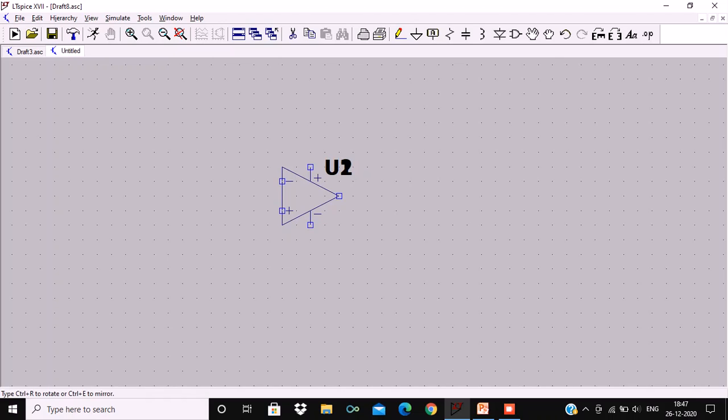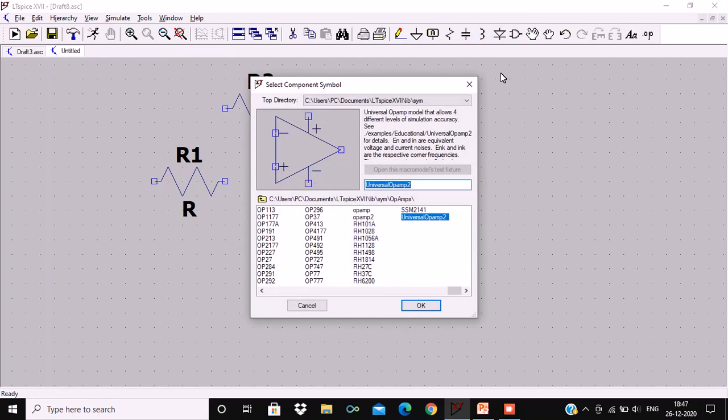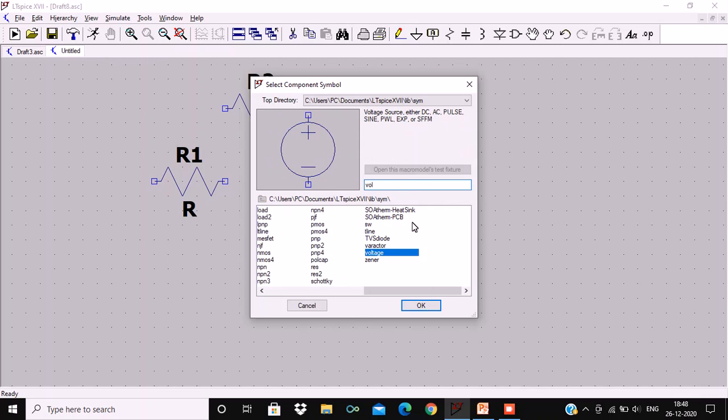Now, let us choose our other components. I am choosing resistance. This is my first resistance which is a series resistance. The another resistance will be a feedback resistance denoted by R2. Now, I have to choose the voltage sources. So, I am choosing my voltage source. I have to choose 3 voltage sources.